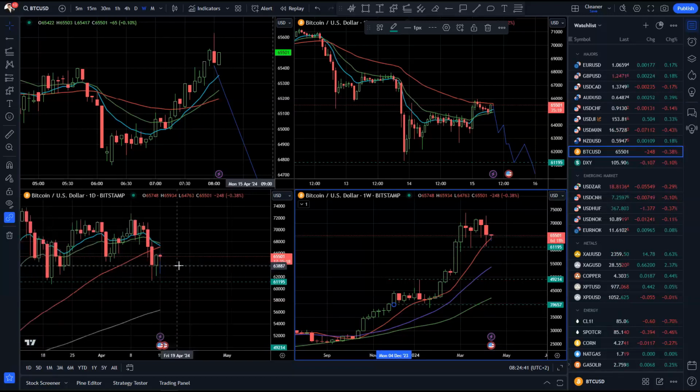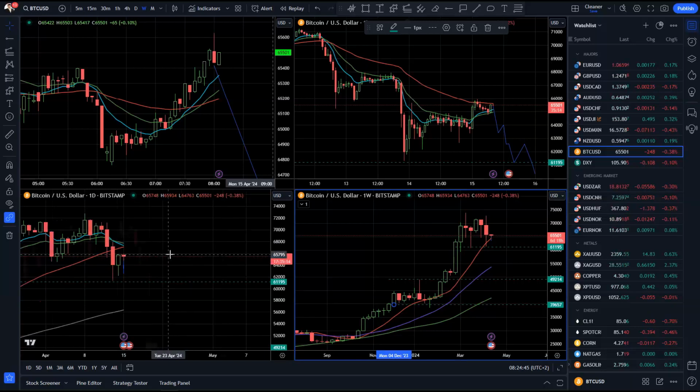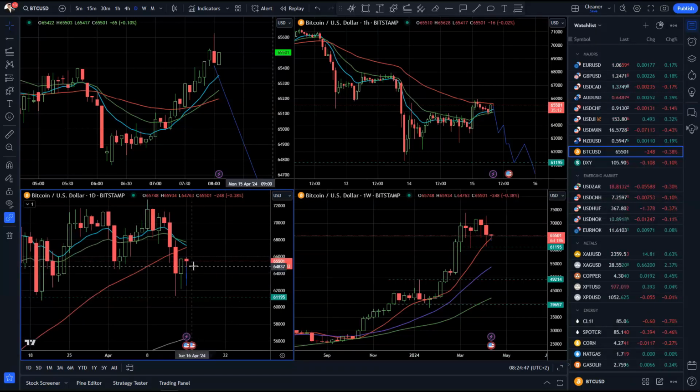So far we have an inside day formation, an inside candle. So we need to see the break to the downside. We have here the declining 10 and 20-day moving average. They can act like resistance for the rally, so 67,000 and 67,700 mark. So pay attention to a potential downside breakout.